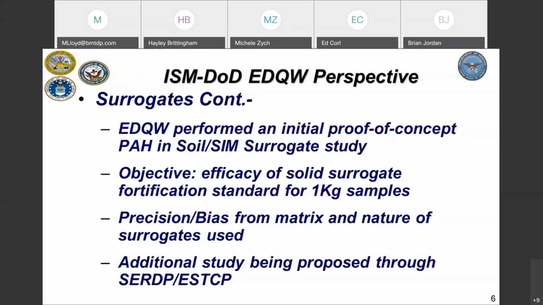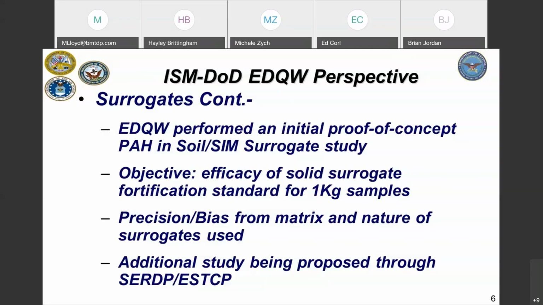So what we did, the EDQW, we did what I call a proof of concept study, and we selected PAHs in soil. And the reason we did that is we went and did a data call for what is the one test that's highest in demand within the DoD in terms of incremental sampling other than explosives. And that was clearly PAHs in soil.